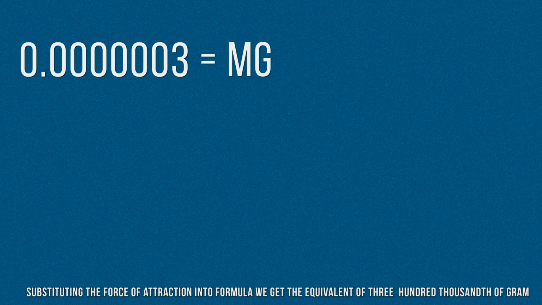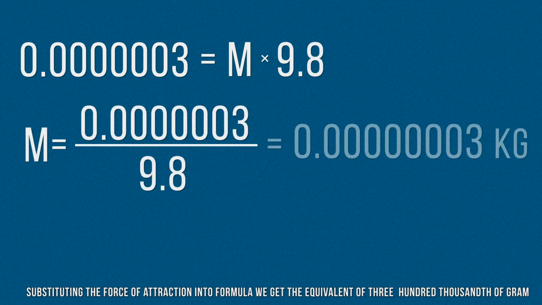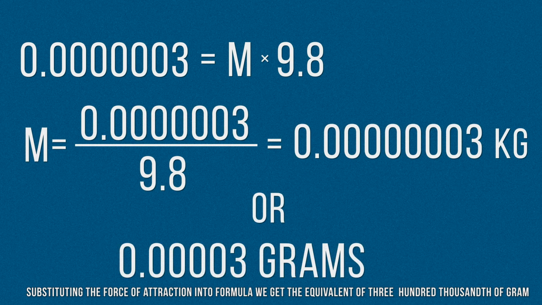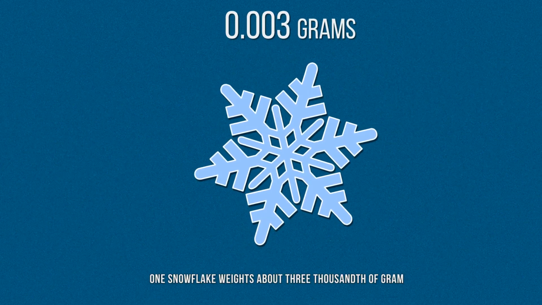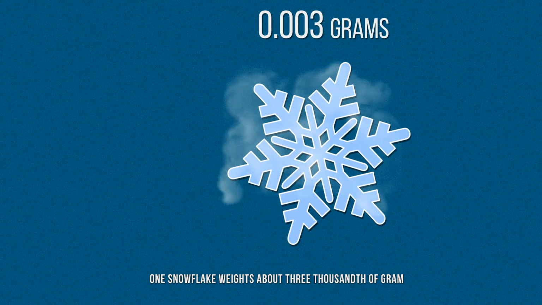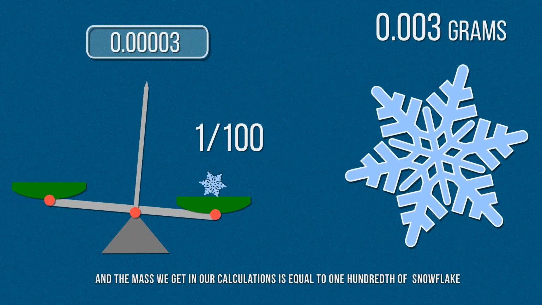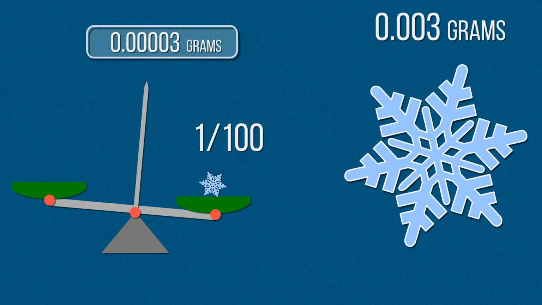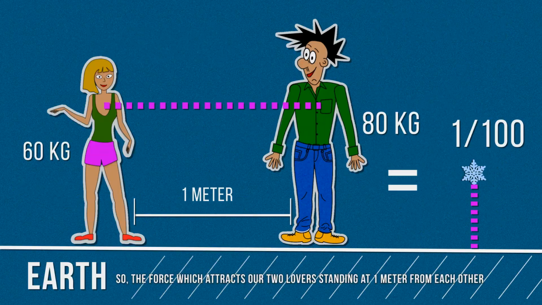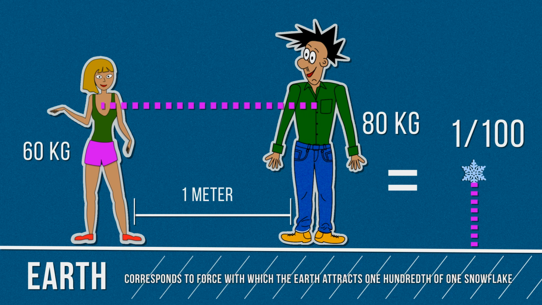Substituting the force of attraction into the formula, we get the equivalent of 300 thousandths of a gram. How much is it? One snowflake weighs about 3 thousandths of a gram, and the mass we get in our calculations is equal to 1/100th of a snowflake. So the force which attracts our two lovers standing at 1 meter from each other corresponds to the force with which the Earth attracts 1/100th of one snowflake.